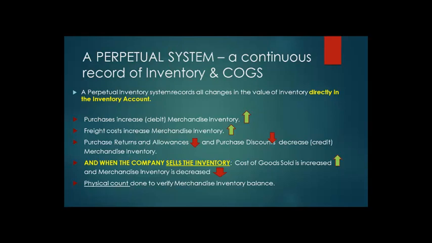And behind the scenes of a perpetual system, as we pull the cost components together, the initial invoice purchase will be a debit to merchandise inventory, and it will increase the inventory account. Any freight costs will also increase merchandise inventory. And then purchase returns and allowances and purchase discounts will decrease merchandise inventory. All that will go into the T account, merchandise inventory. And then when the product is sold, the inventory account will be decreased or credited, and cost of goods sold will be increased. And then periodically, you do always have to do a physical count to match what's actually in the store to what's in the computer system.